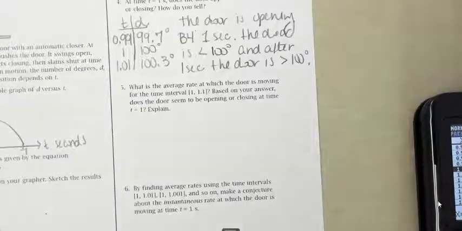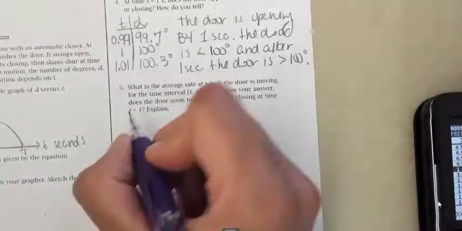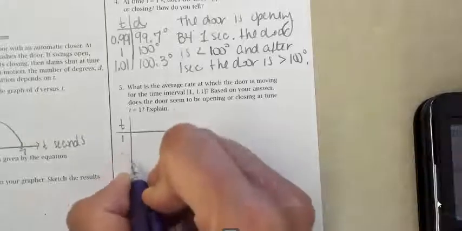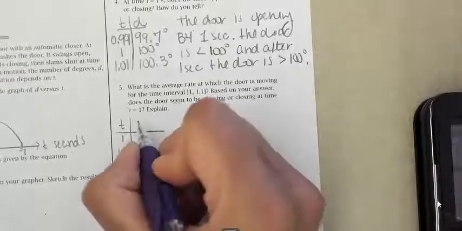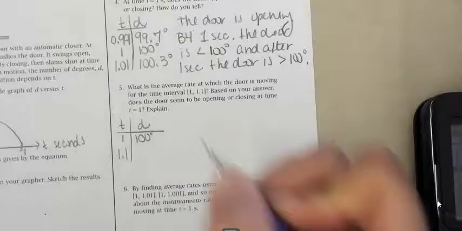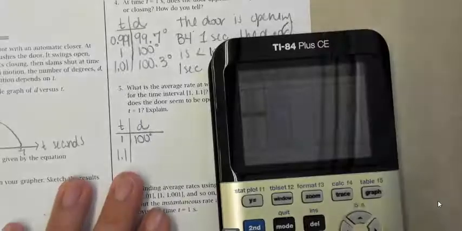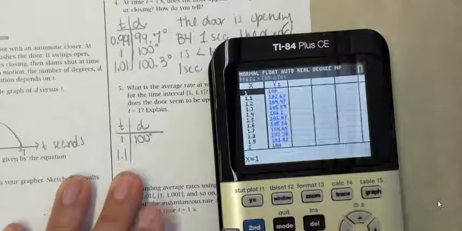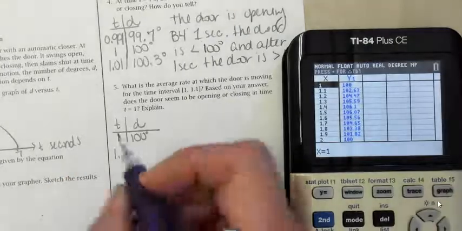All right, number 5. What is the average rate at which the door is moving for the time interval 1 to 1.1? And based on your answer, does the door seem to be opening or closing at this time? Okay, so let's do a similar type of thing. From time being 1 to time being 1.1, let's figure out what those degrees are. Well, this is 100 degrees. And then at 1.1, which I don't think is on my table, I'll just go 1 and increase by 0.1. It's going to be 102.63.